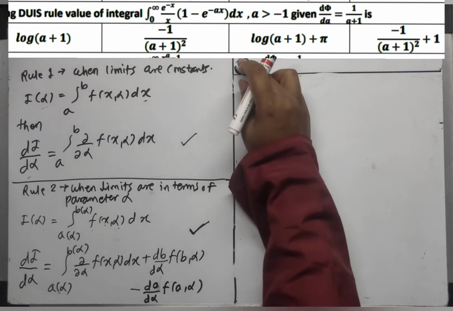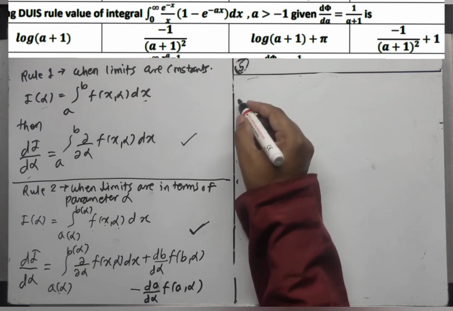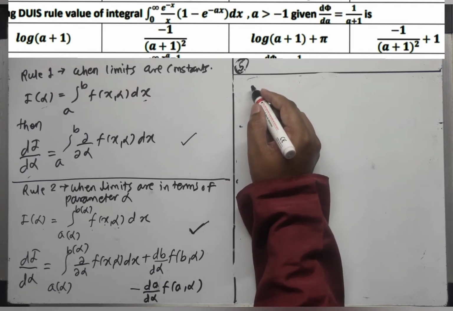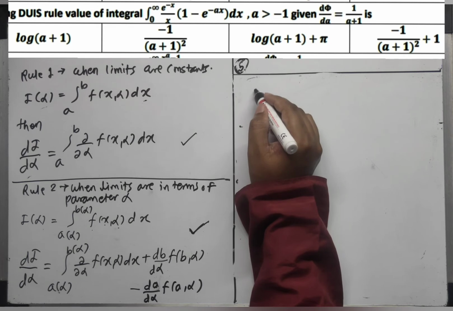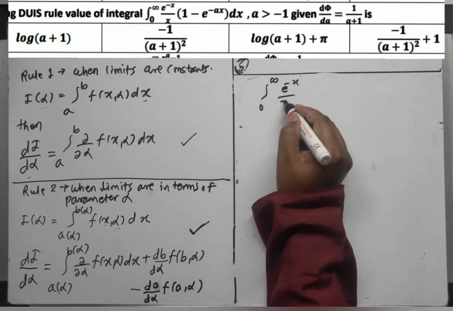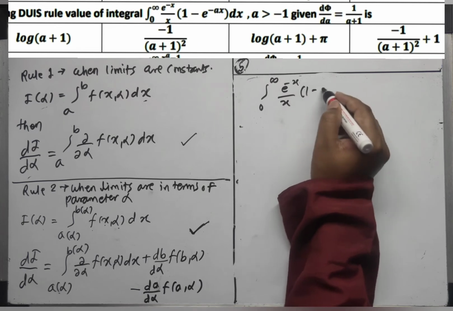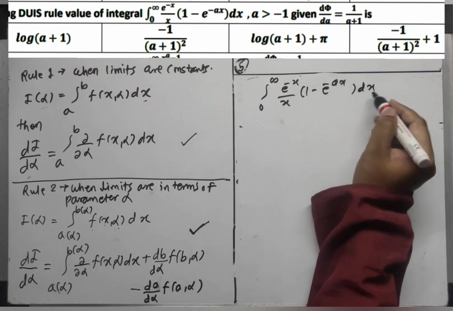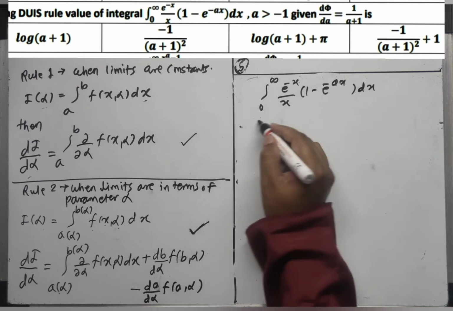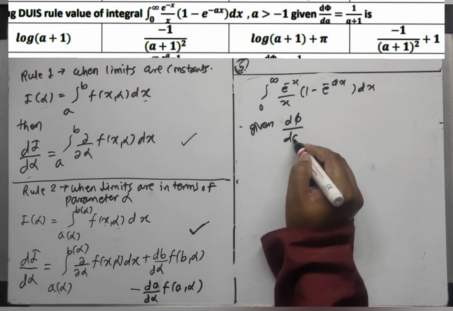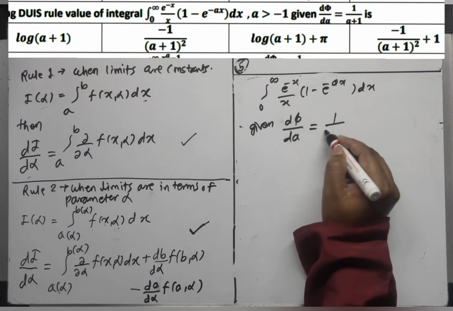Okay, now let us move to the next type. Question number 5. Using DUIS rule, find the value of integration 0 to infinity e raised to minus x upon x, 1 minus e raised to minus ax dx, with the given thing d phi by dA is equal to 1 upon a plus 1.